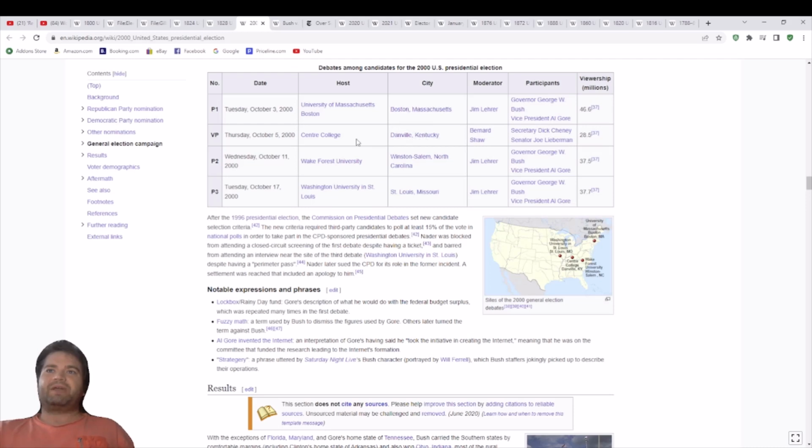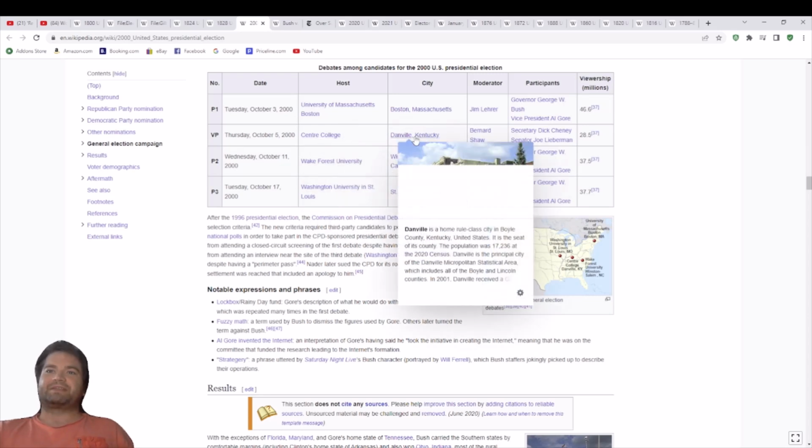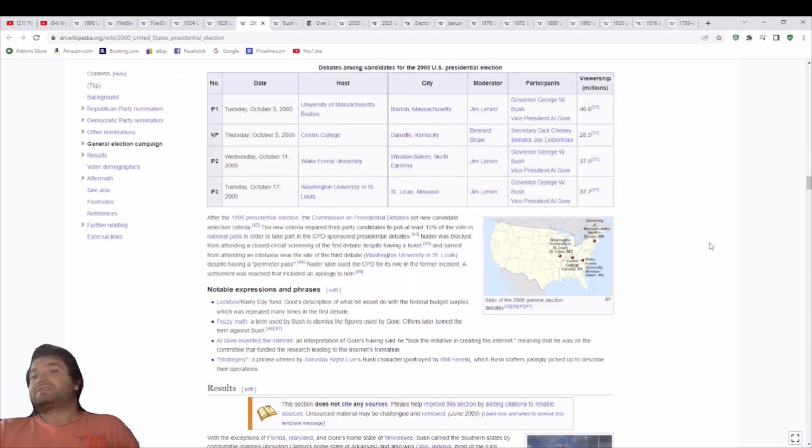Oh, there was a debate? Oh, that was the vice presidential debate in Kentucky. Alright. Still, Kentucky went for Clinton both years, so it was sort of a swing state at this point.